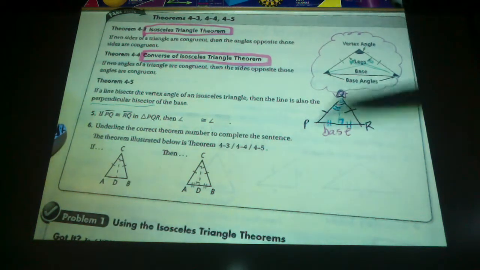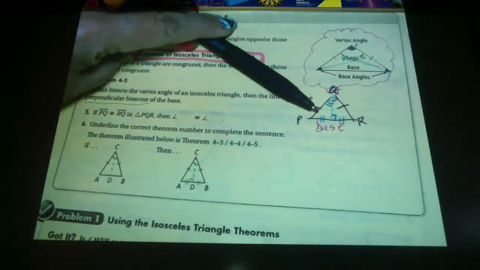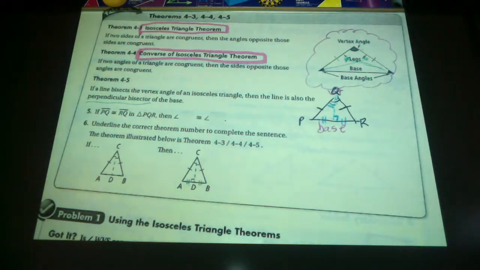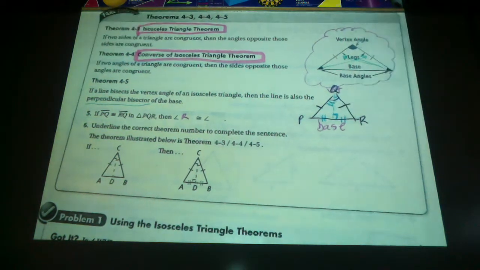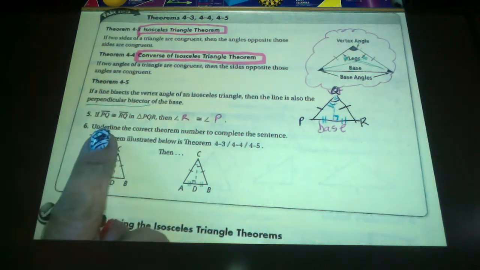What angle is opposite PQ? R. So go directly from that side to the one angle that's not touching that side, and it has to be angle R. So angle R is congruent to what angle is across from QR? P. That's your conclusion. If this is true, then that is true.